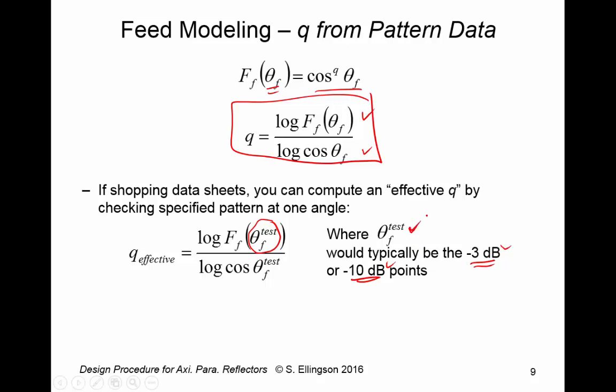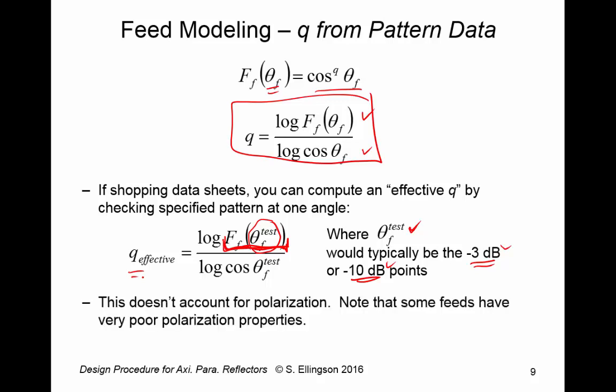And once you do that, you can read off the pattern value from the data sheets, because this will now be something that appears in the data sheets, and then you can calculate Q from that. So this is a way that you can get a value of Q from pattern data in data sheets and other sources. Now, this doesn't account for polarization, and note that some feeds have very poor polarization properties. So this might be useful to get you started or to get something a little bit closer to the final design, but at some point you're eventually going to have to face this issue.